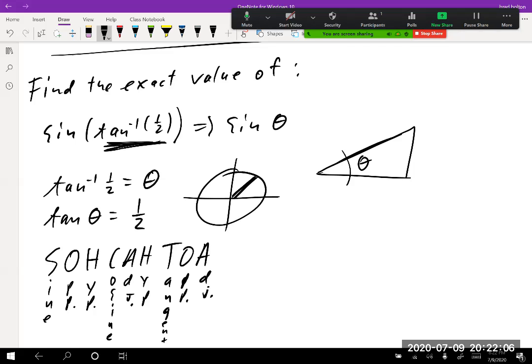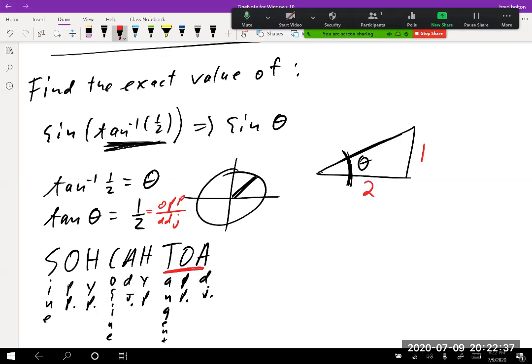This comes in handy for me here because I don't even like to worry about what side is y and what side is x. I just want to know what side is the opposite, what side is the hypotenuse, and what side is the adjacent side. So if this is my angle theta, the opposite side is 1, because we're doing TOA, tangent, the opposite side over the adjacent side. So the opposite side is 1 and the adjacent side is 2.